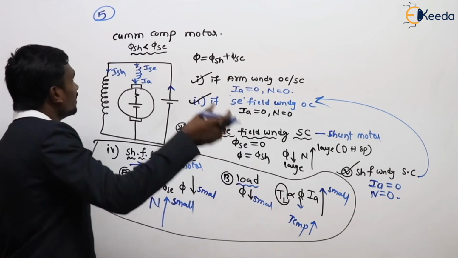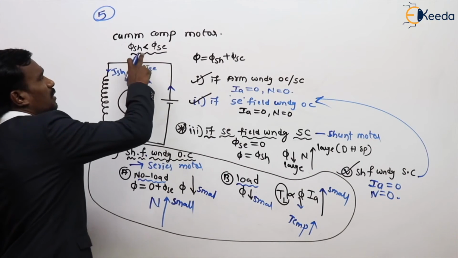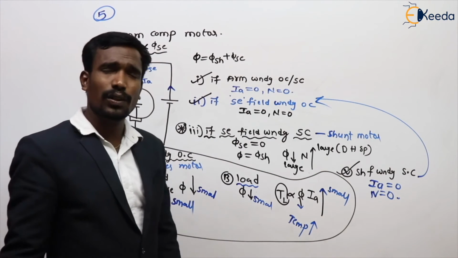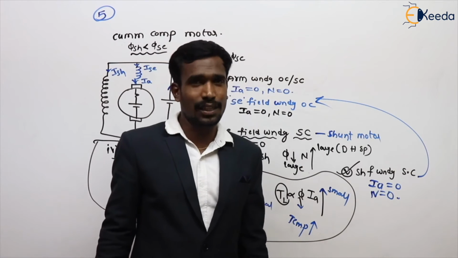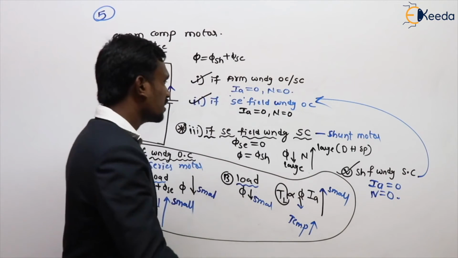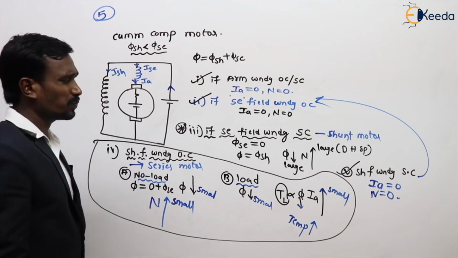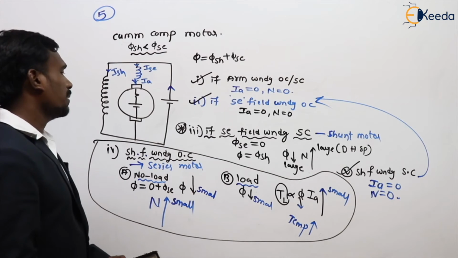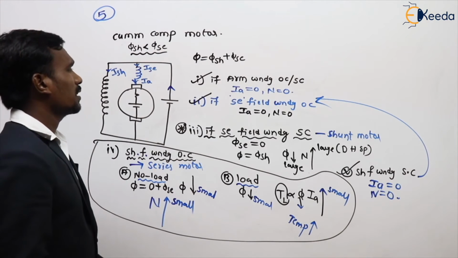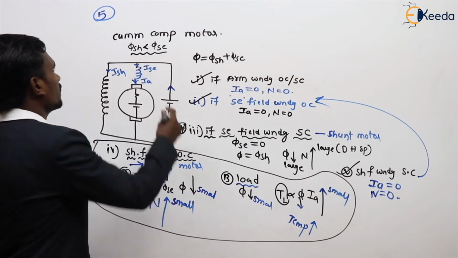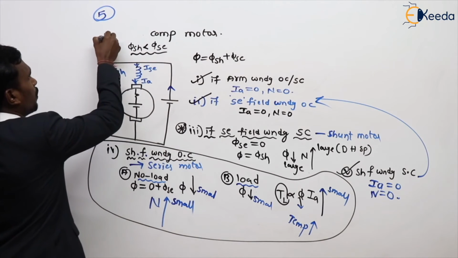This is only the second case, when phi sh is less than phi se. Right? These are the questions they are asking. Now, a very important thing is the next question. What is that? Differential compound motor.